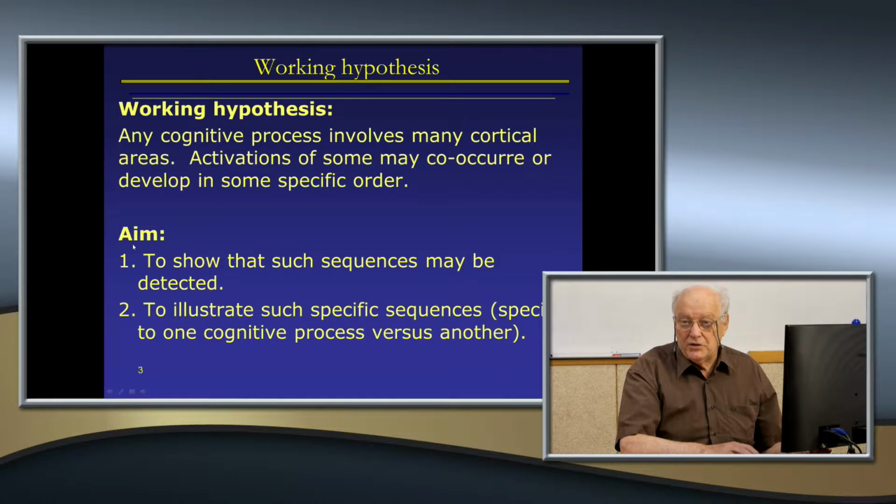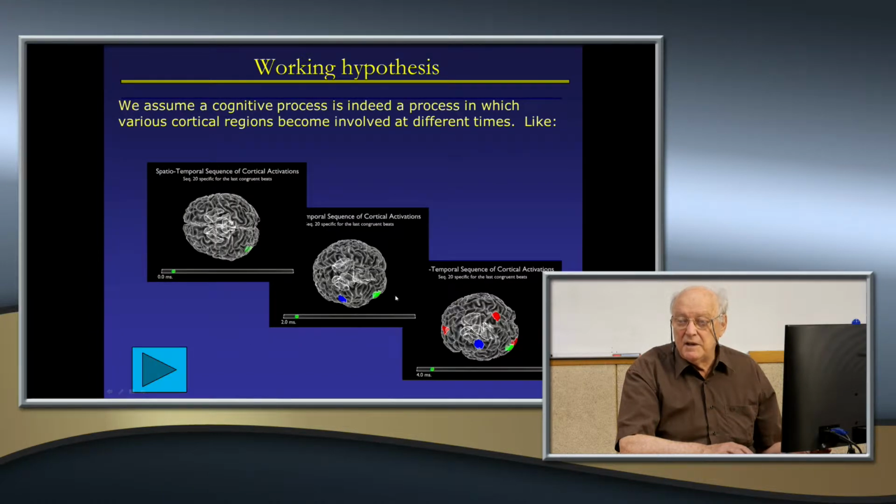And the aim of this talk is to show that such sequences may be detected and to illustrate such a sequence which is specific to one cognitive process versus the other. Imagine that for a given process we can see activity starting here and then added here and then here, here and here and so on.